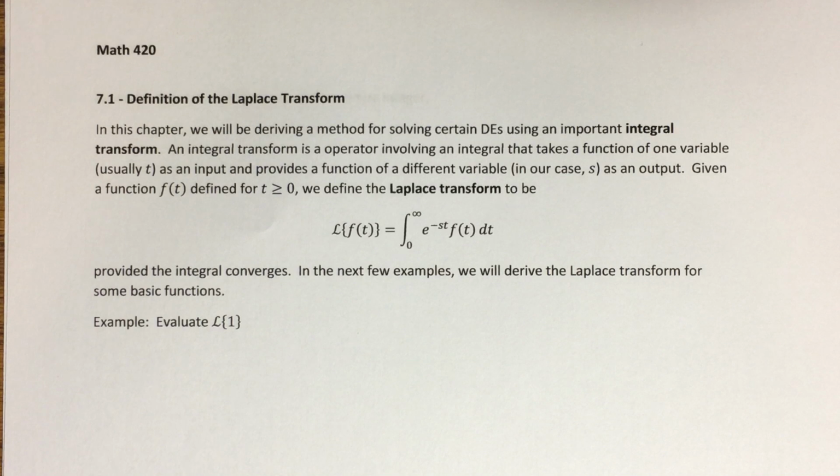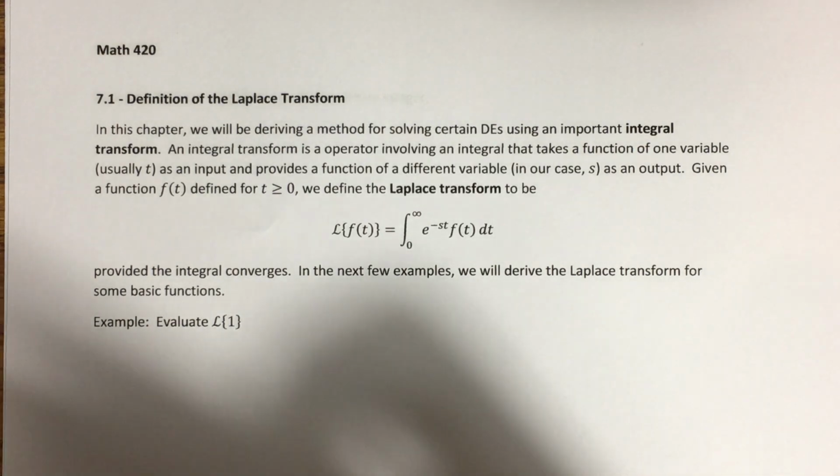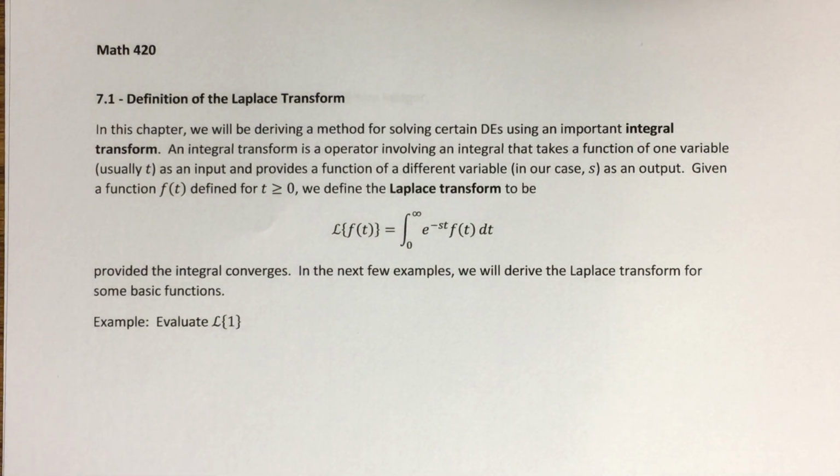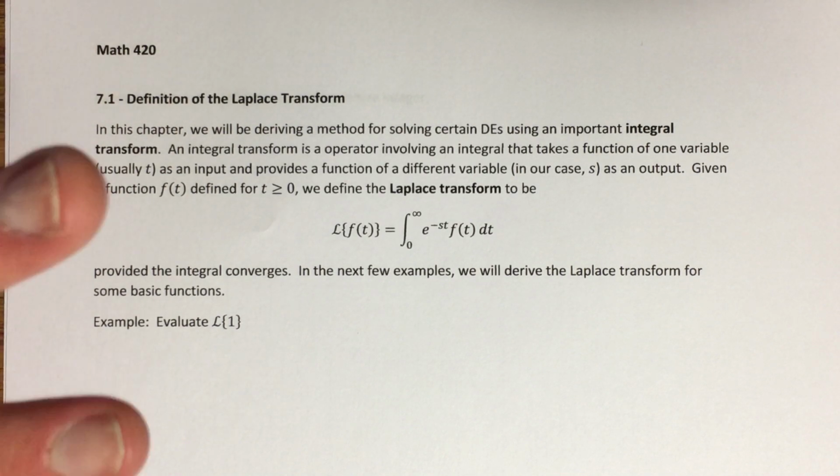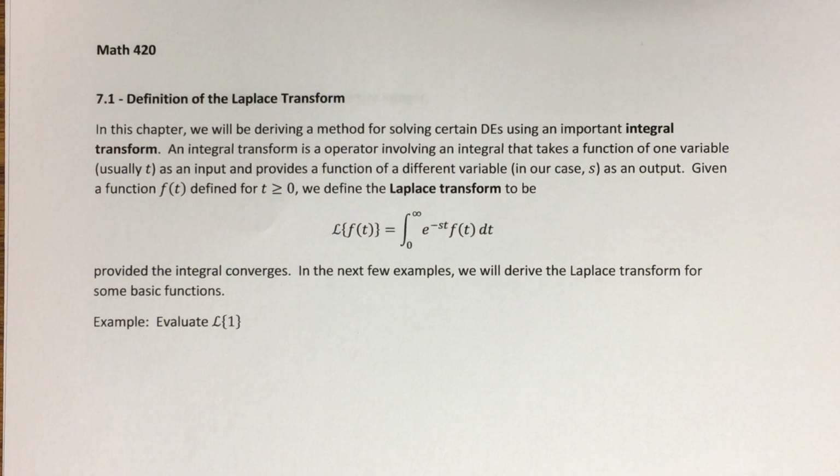But then when we integrate the function, the variable t integrates out and is replaced by this unknown s. So essentially what an integral transform does is it takes a function of some variable, say t, as an input, and its output is a function of some other variable, s. It's going to take us until the end of section 7.2 before we see how this is useful for differential equations. Right now, we just need to start getting some familiarity with it.